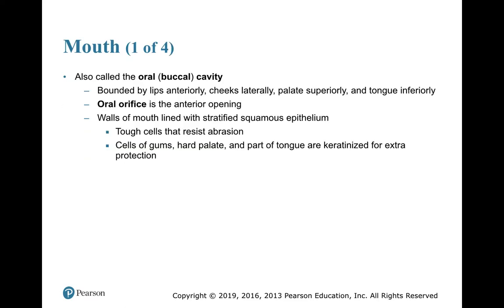But the mouth is also called the oral cavity or the buccal cavity. It's bounded by the lips in the front, the cheeks on the sides, the palate above, and the tongue below. The oral orifice is the anterior opening, often referred to as our mouth. The walls of the mouth are lined with stratified squamous epithelium, tough cells that resist abrasion. And the gums, hard palate, and part of the tongue are keratinized in addition to that for extra protection.